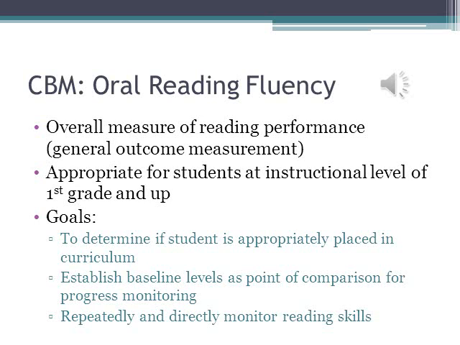So we talk about oral reading fluency. It's an overall measure of reading performance. It's appropriate for students at the instructional level of first grade and higher. And the goals of using oral reading fluency: make sure students are appropriately placed in their curriculum, and then be able to establish what their performance is now and how they're improving. So as a CBM measure, as a CBA measure, it's going to be short and repeatable. We can administer this once a week, every other week, once a month, given the needs of the students. But we will be able to engage in repeated, direct, ongoing assessment of the student's performance.